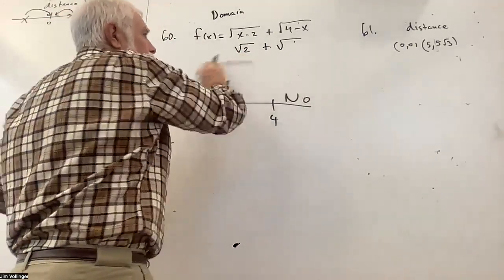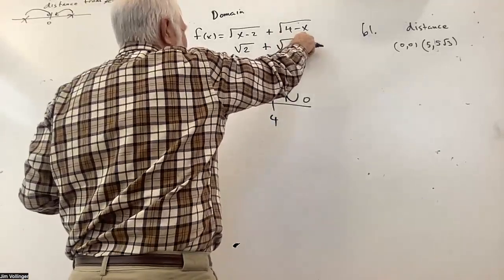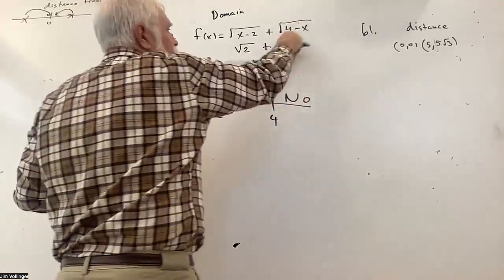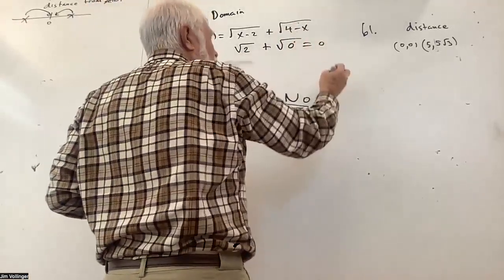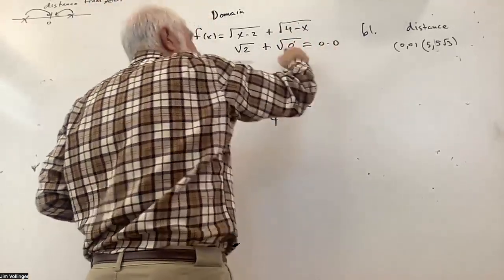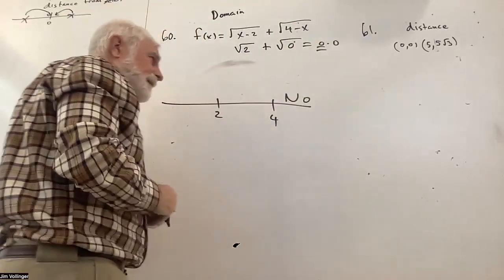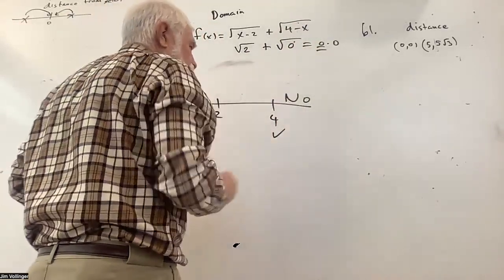All right, and 4 minus, what number did I pick? I picked 4. 4 minus 4 is 0, and yes, the square root of 0 is 0. Why? Because 0 times 0 is 0. It works. So yes, I can use that.